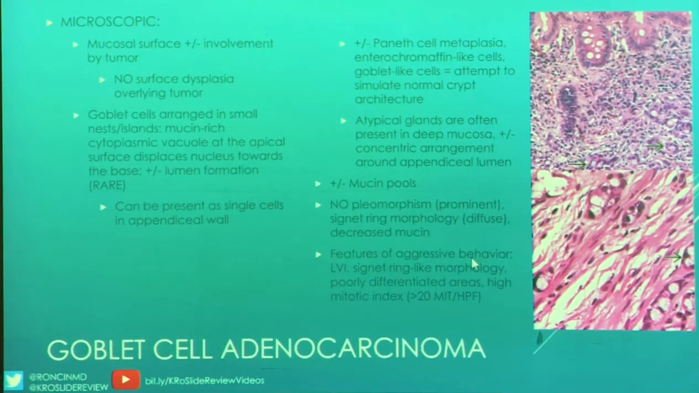And then your aggressive behavior is pretty much all the things that we would expect to see in other poorly differentiated carcinomas, which would be your signet rings, lymphovascular invasion, that's your LVI, and a really high mitotic index. So high mitotic index for these is greater than 20 mitotic figures per high power field.